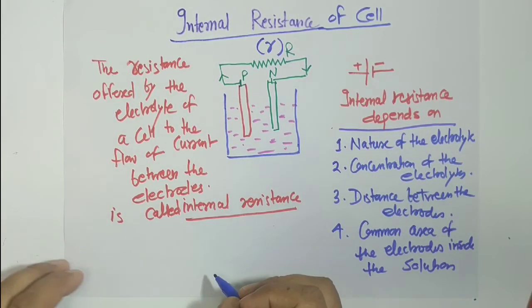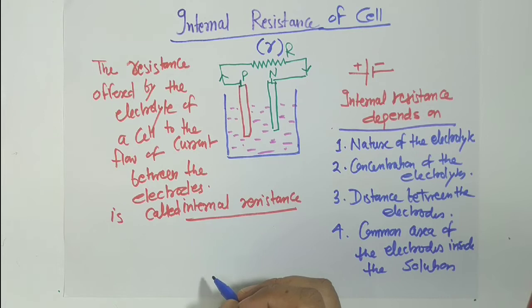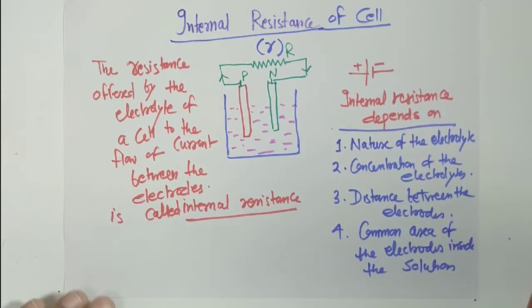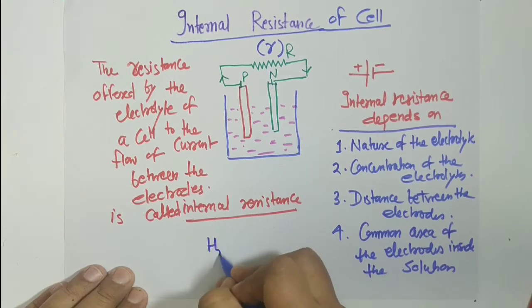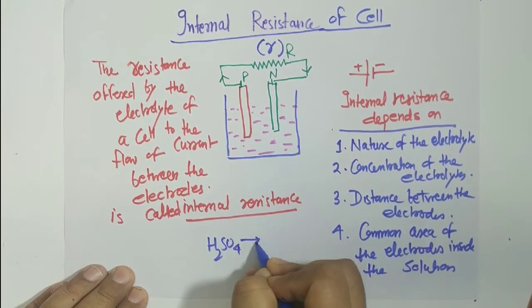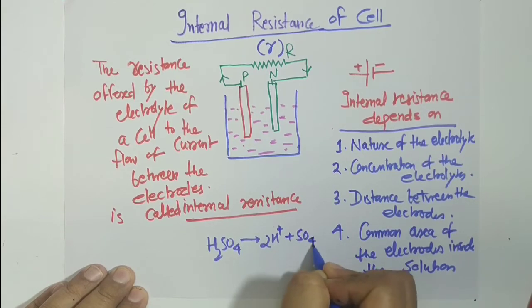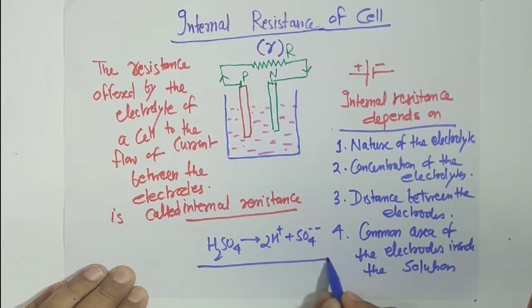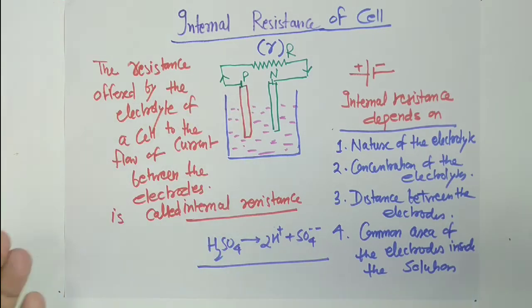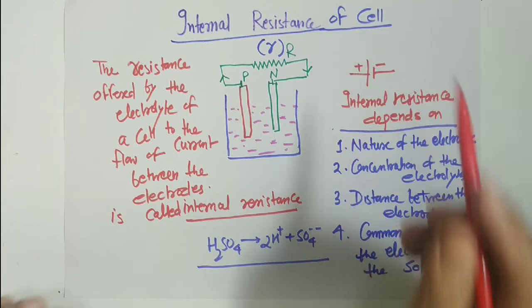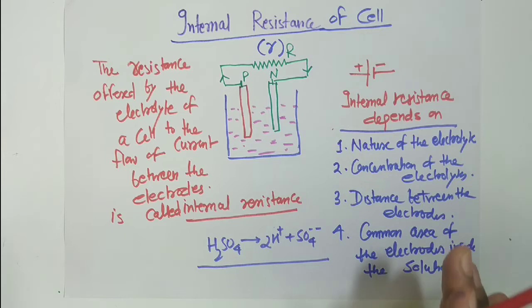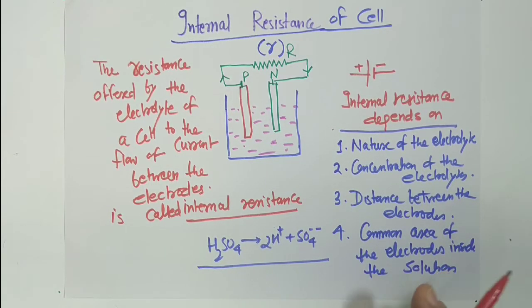We know that if any electrolytic solution is given, it will break into ions. Are you getting it? So we know that H2SO4 forms 2H plus and SO4 minus. So we have electrolytes which are depositing across the electrodes and that is producing what? Internal resistance. So this is the internal resistance which comes inside the cell.